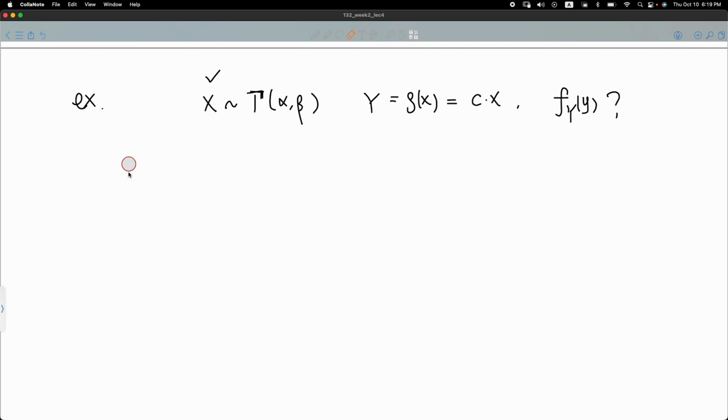So maybe first we can talk about the transformation. y is equal to g of x, which is equal to c multiplied by x. So what is the inverse function here? You should input a y that gives you an x. So what should be the expression for h inverse of y? When you input a y, you will get x in return.